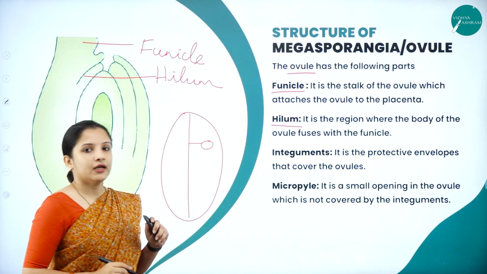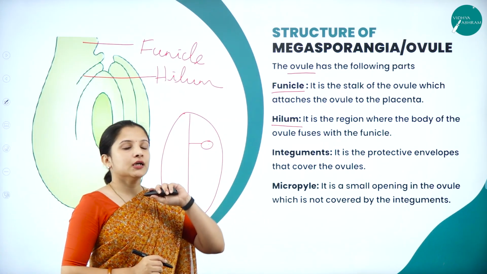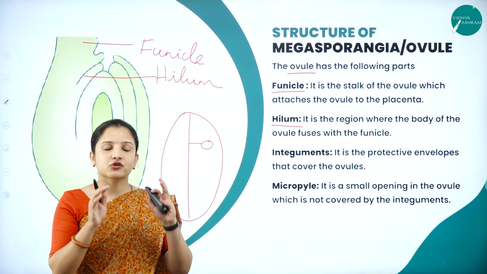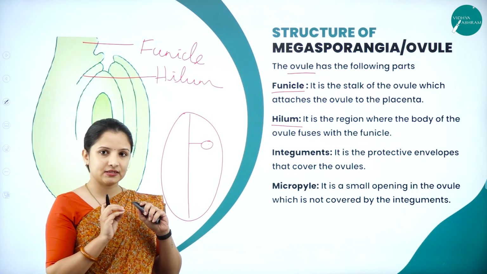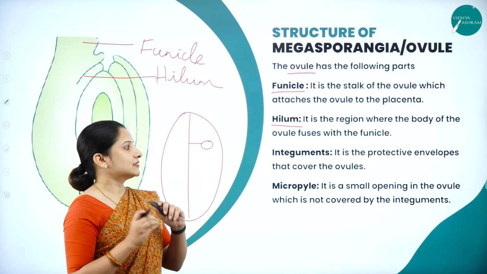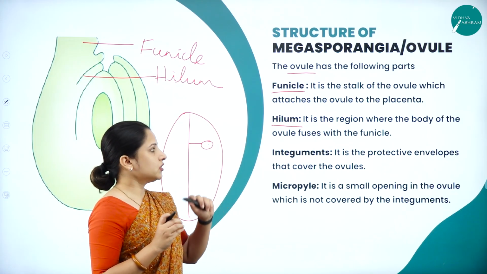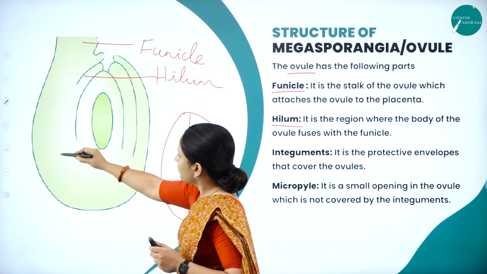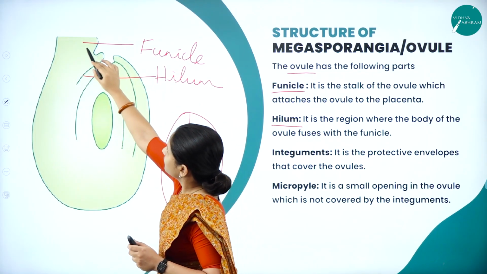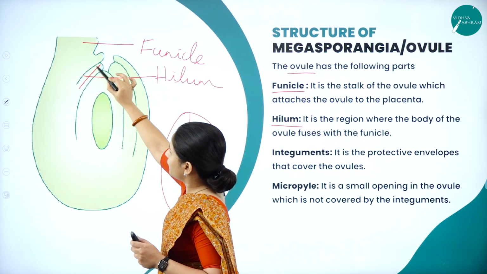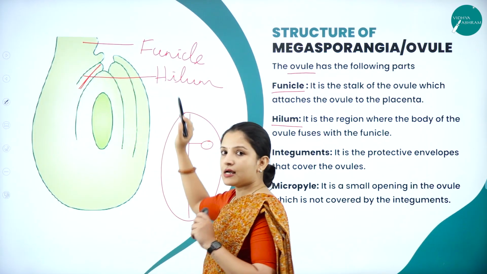So the funicle is the stalk of the ovule. The funicle helps the ovule to attach or connect itself to the placenta. Next part is the hilum. The hilum is the region where the ovule fuses with the funicle. So you can see here the entire ovule fuses with the funicle, and this particular junction where the fusion occurs is called the hilum.